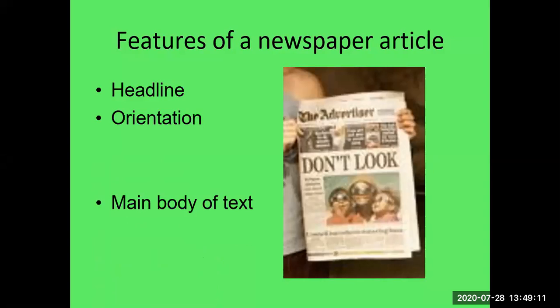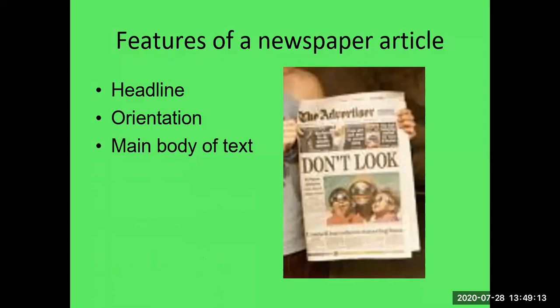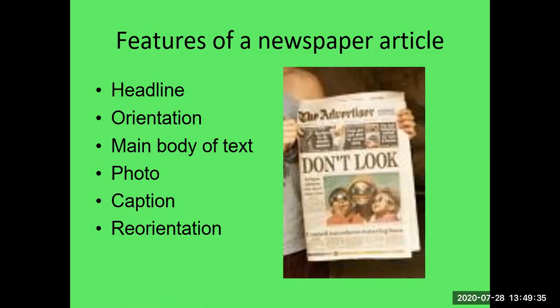The orientation is like the introduction, and the orientation always contains the 5 W's: who, what, where, when, and why. Then there's the main body of the text that will be in paragraphs. It will also have a photo, and the photo will also have a caption, and a reorientation, which is like the summary.